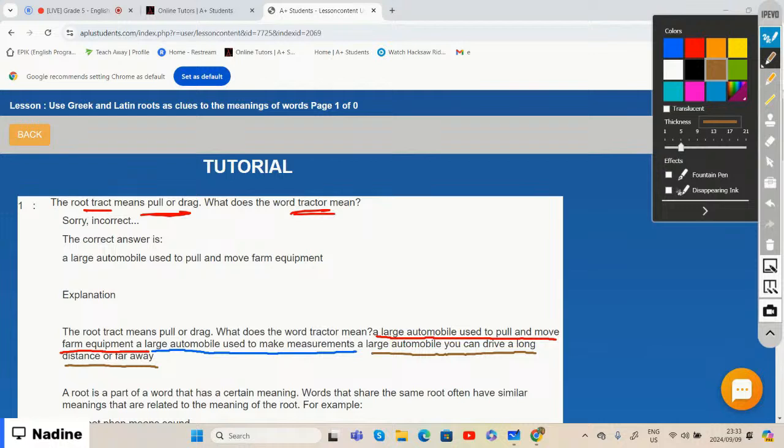Is tractor a large automobile used to pull and move farm equipment? That is underlined in red. Is it a large automobile used to make measurements? That is underlined in blue. Or, underlined in brown, a large automobile you can drive a long distance or far away.